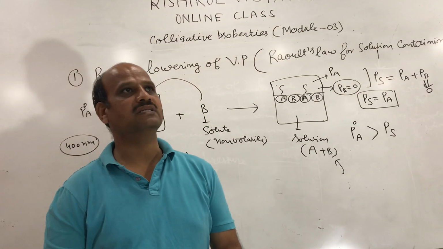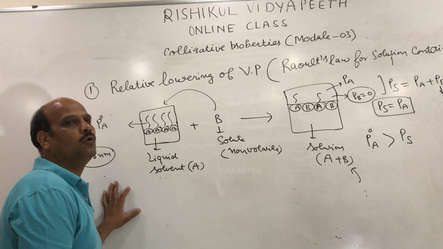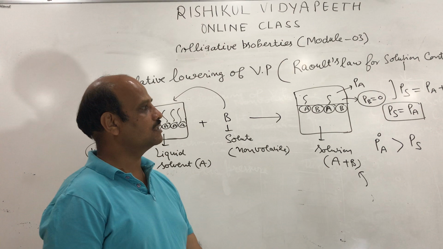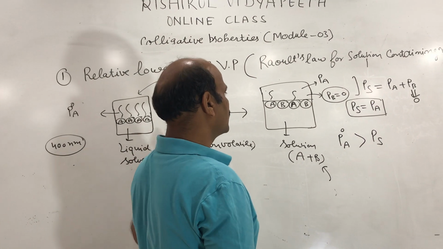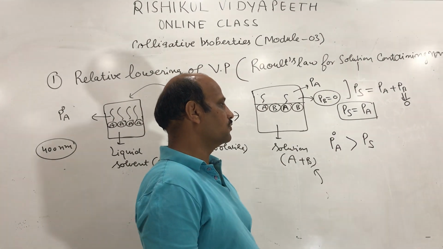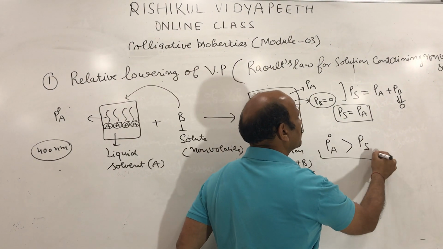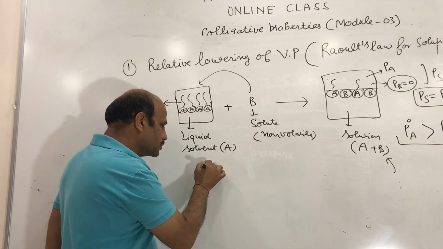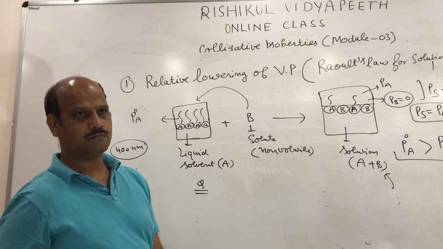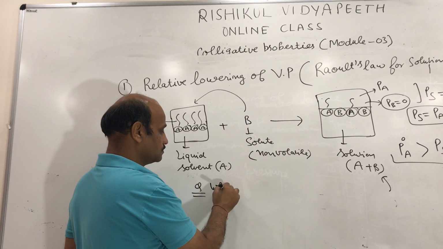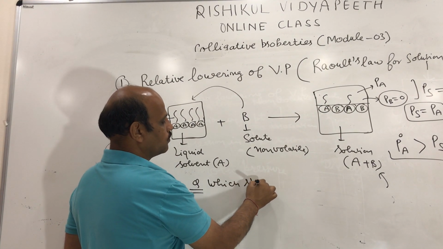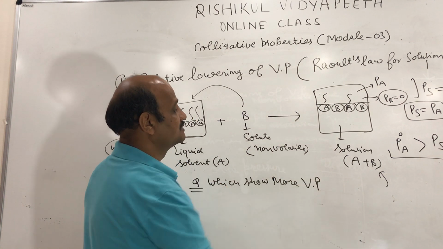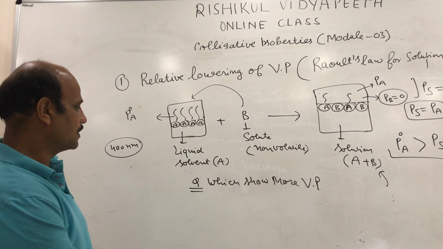In other words, you can say on addition of a non-volatile solute into pure liquid, vapor pressure of solvent goes on decrease. From here you can see P naught A, PS. For better understanding, we take one question from here, which shows more vapor pressure.